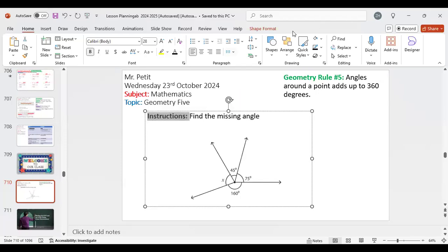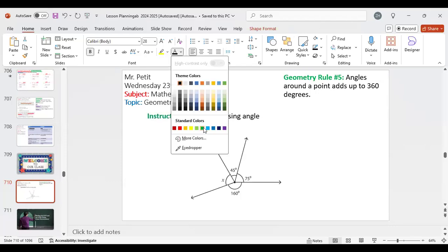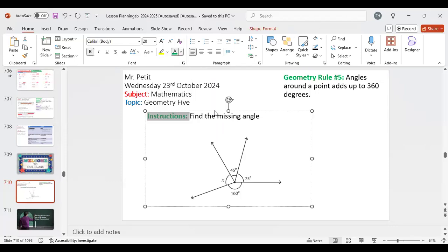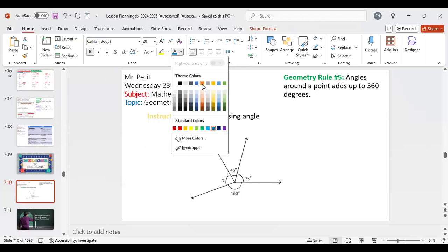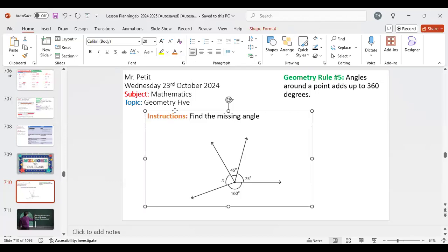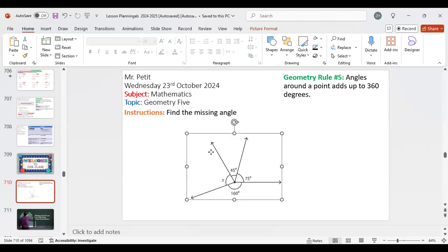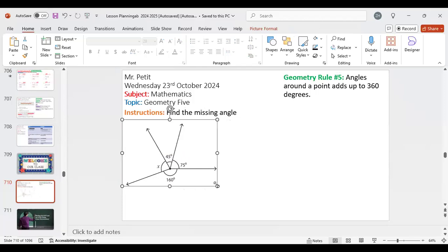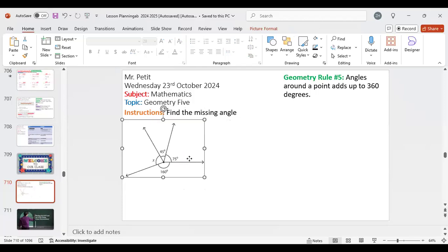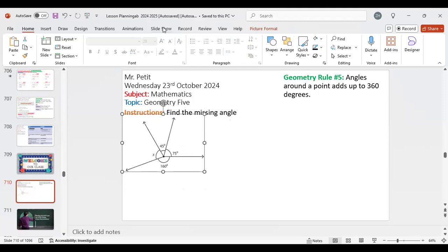We don't need a lot of examples for this one because it's not difficult. This reminds me of angles in a quadrilateral, right? Because angles in a quadrilateral add up to 360 degrees as well. And so you have this image. Let's call this number 1.